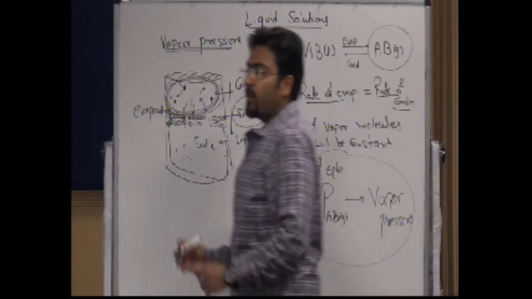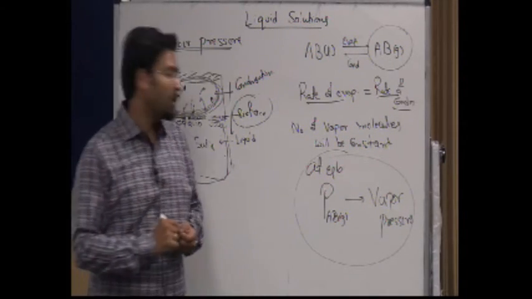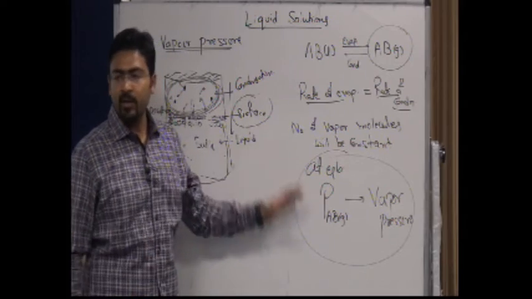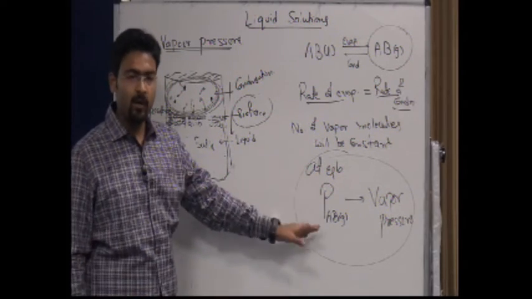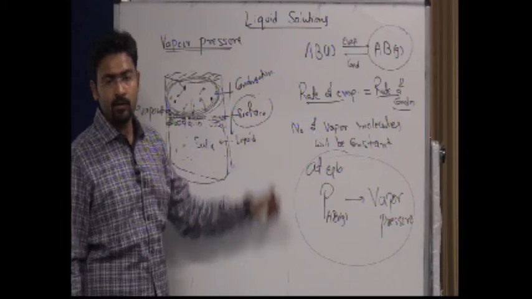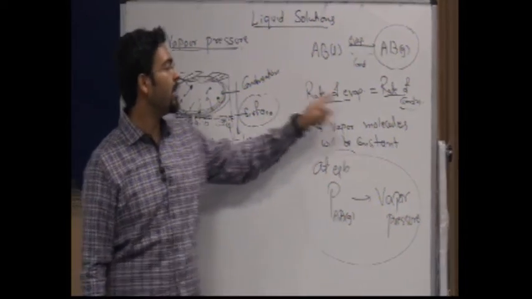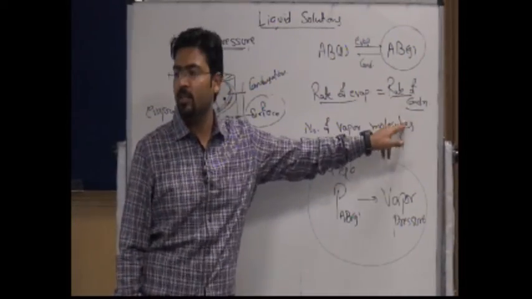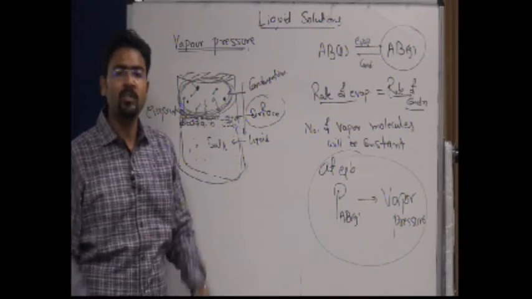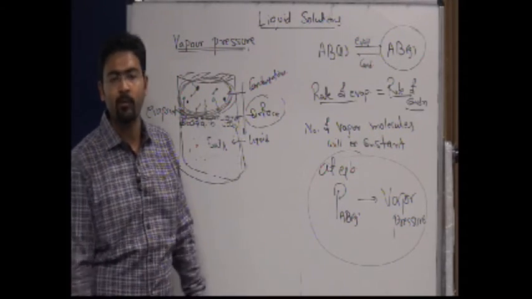So what is vapor pressure of a liquid? Vapor pressure of a liquid is nothing but the pressure applied by vapors of a liquid on the walls of the container and surface of the liquid when equilibrium between evaporation and condensation is established, or simply at equilibrium. We know what kind of equilibrium we're talking about.